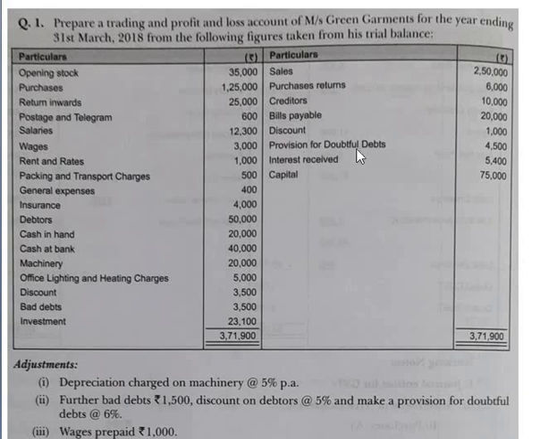Remember, the provision for doubtful debts given in the trial balance is known as the old provision for doubtful debts. Then the interest received, this is an indirect income, and will be shown on the credit side of the profit and loss account. And capital is a liability, and will be shown on the liability side of the balance sheet.